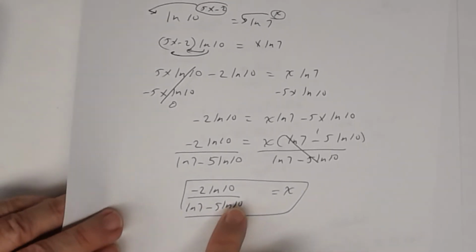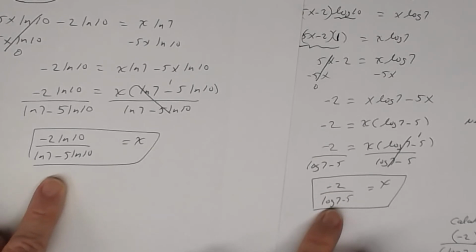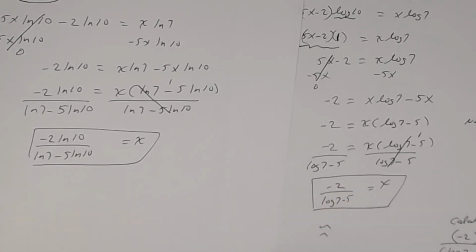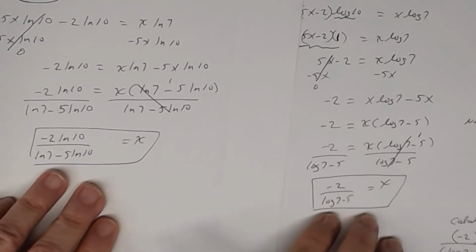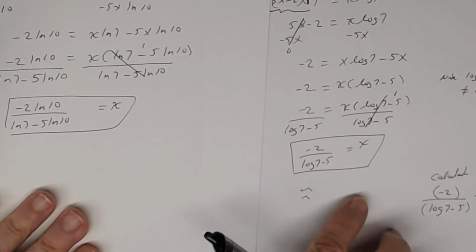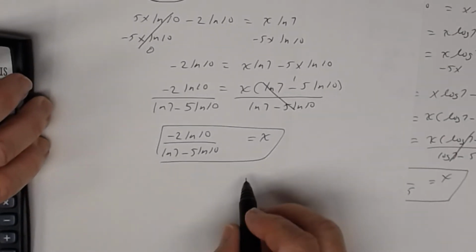So notice that this and this don't look the same, right? They look totally different. That's because in one expression I used natural logarithm, and in the other one I used common logarithm. But they are the same answer. They don't look the same, but they are. So remember how we got this approximation right here to be 0.481? Watch what happens here. Let's use a calculator.